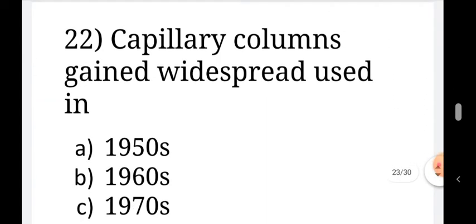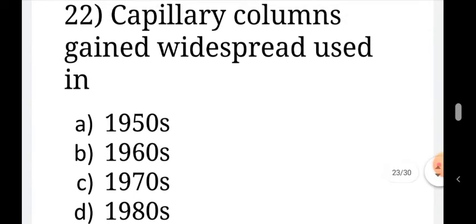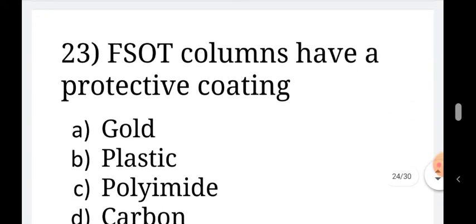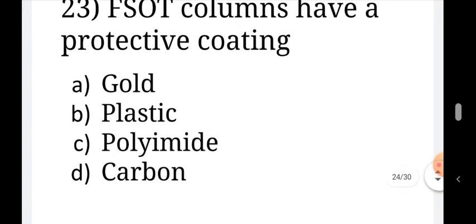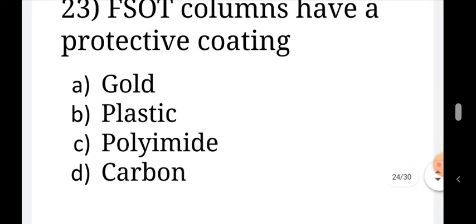Capillary columns gained widespread use in 1950s, 1960s, 1970s, or 1980s. It is in the 1970s they gained widespread use. Capillary columns became popular in the 1970s. FSOT columns have a protective coating of gold, plastic, polyimide, or carbon. The coating is of polyimide, which makes the columns flexible also.